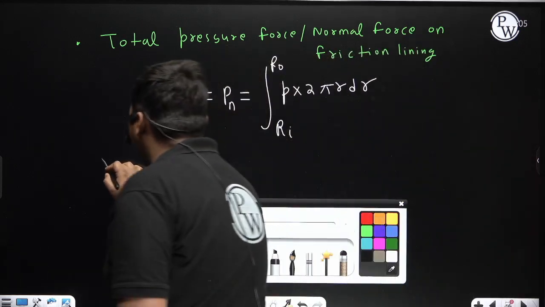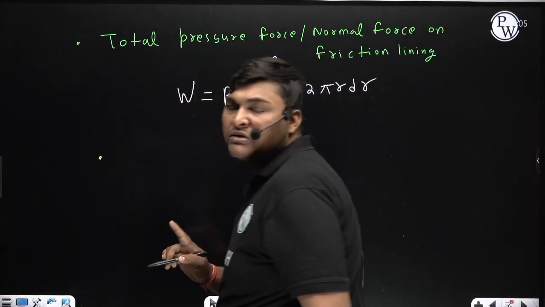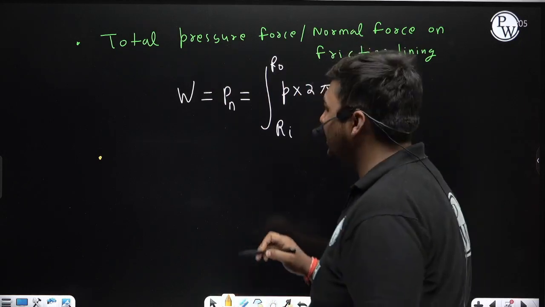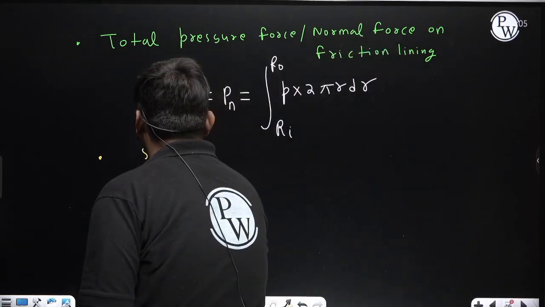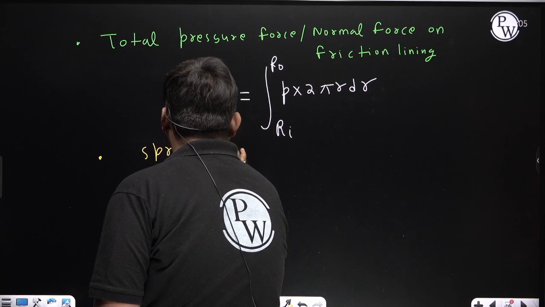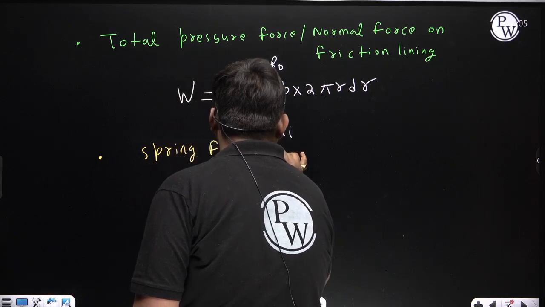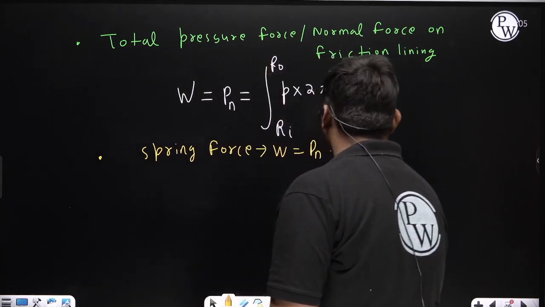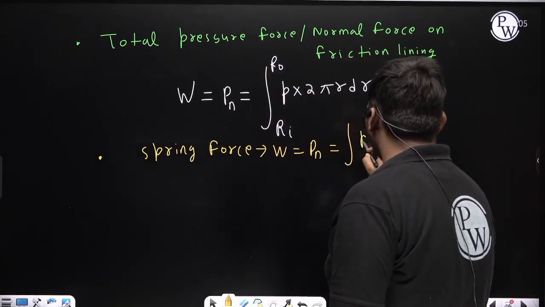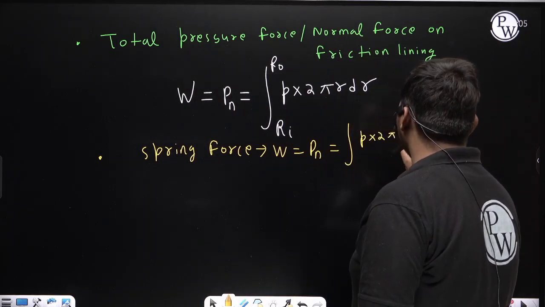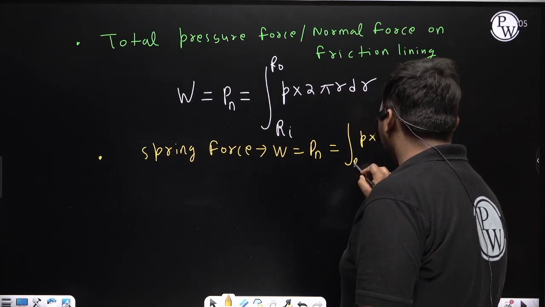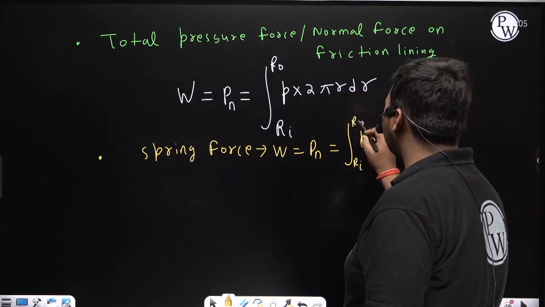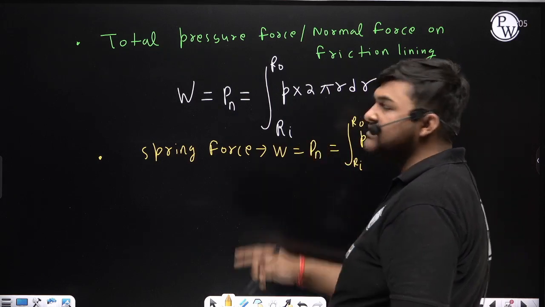Means can I say for plate clutch, because right now we are doing the analysis of plate clutch, spring force W will be same as total pressure force. Okay. And it will be same expression I am writing. Pressure force on a strip is P into 2 pi r dr. Integrate over entire friction lining, it will give the expression of total pressure force, which is same as W.